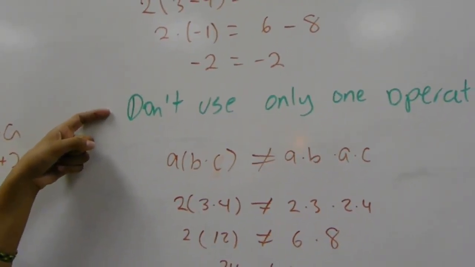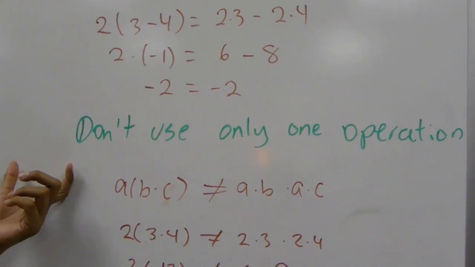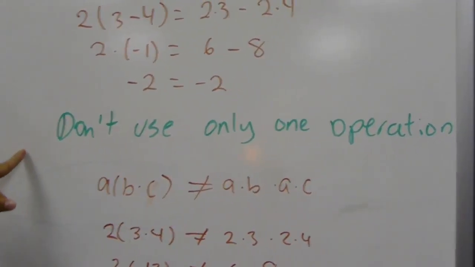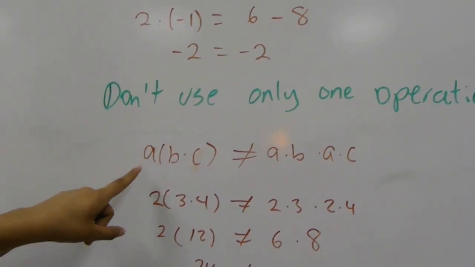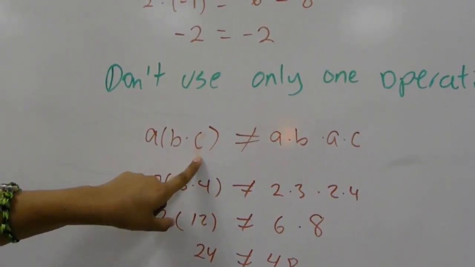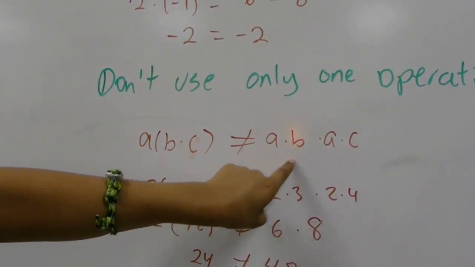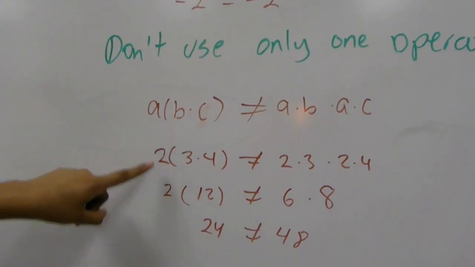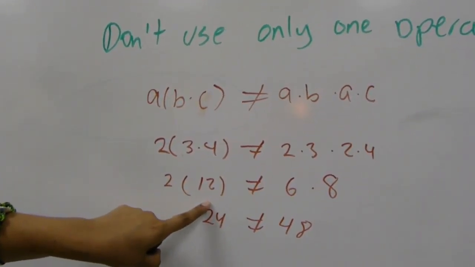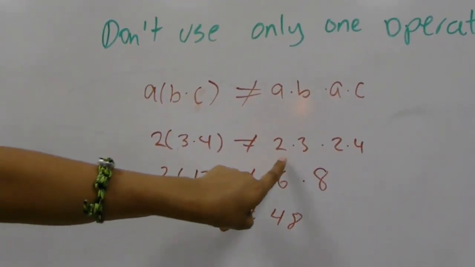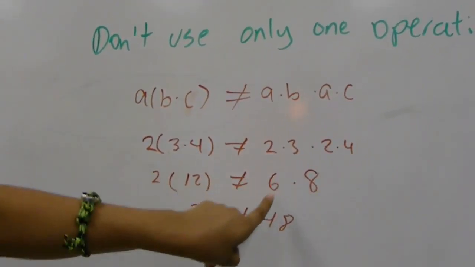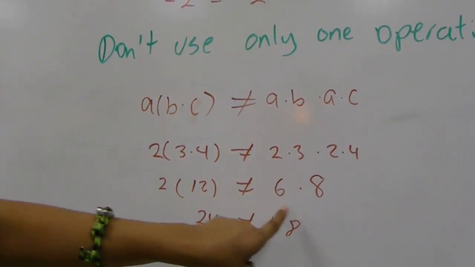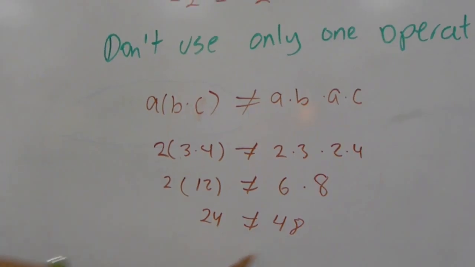Some mistakes that we can make is to think that we can apply this to just one operation, but that's not true. If we have A, open parenthesis, B times C, this is not equal to AB times AC. And here is the example. 3 times 4 is 12, and 12 times 2 is 24. But when we get to the other side, we have 2 times 3 is 6, and 2 times 4 is 8. And 6 times 8 is 48, which is not equal to 24.